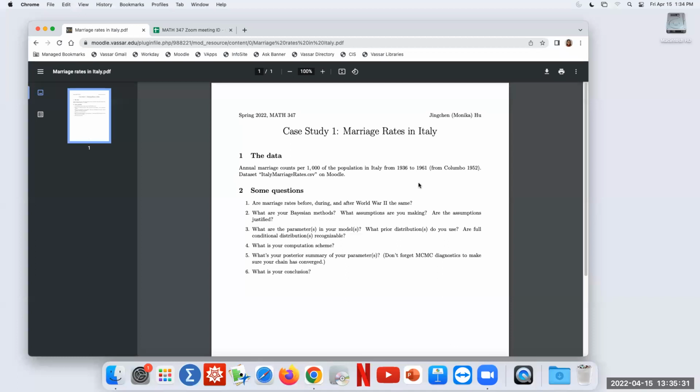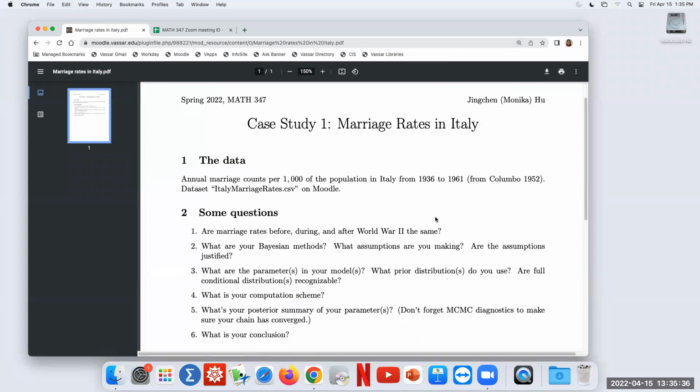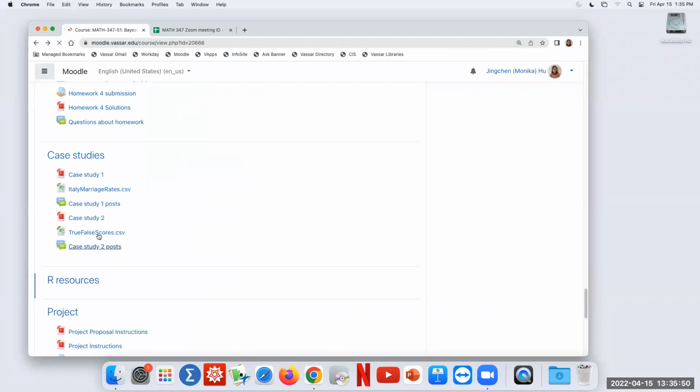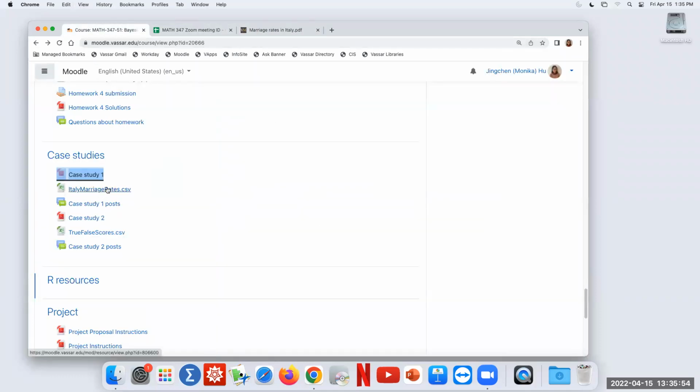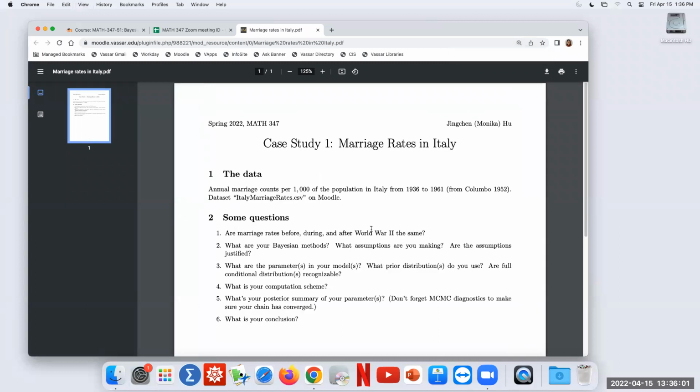The data, let me try to zoom this in. So the data actually contains annual marriage counts per 1,000 persons in the population in Italy from 1936 to 1961. If you go to Moodle, it's going to be here. It's a CSV file that you can download and work with. That's actually a very simple data set, and there are some questions that I posted over here.